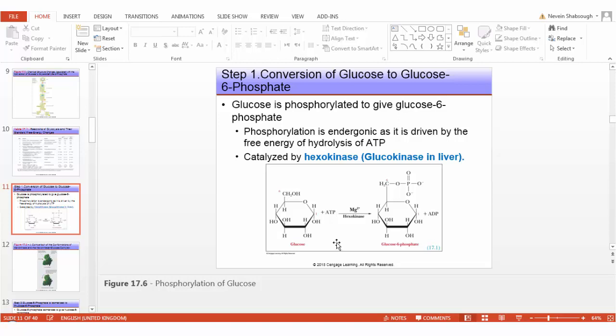Now a word about the kinase. The term kinase is applied to a class of ATP dependent enzymes that transfer a phosphate group from ATP to the substrate, in this case glucose. As I said, we could have another substrate other than glucose. We could have, for example, fructose and mannose.